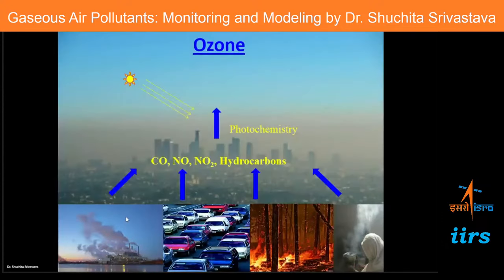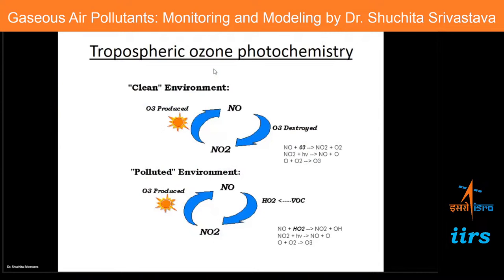Then the third criteria pollutant is ozone. Ozone is a secondary criteria air pollutant. It is not emitted directly in our atmosphere. It is produced from other pollutants like carbon monoxide, nitric oxide, nitrogen dioxide, and hydrocarbons. So these pollutants are emitted in the atmosphere through various activities, and in the presence of sunlight and through a very complex chemical mechanism, they produce ozone in the atmosphere. In the troposphere, ozone is produced because of the dissociation of nitrogen dioxide.